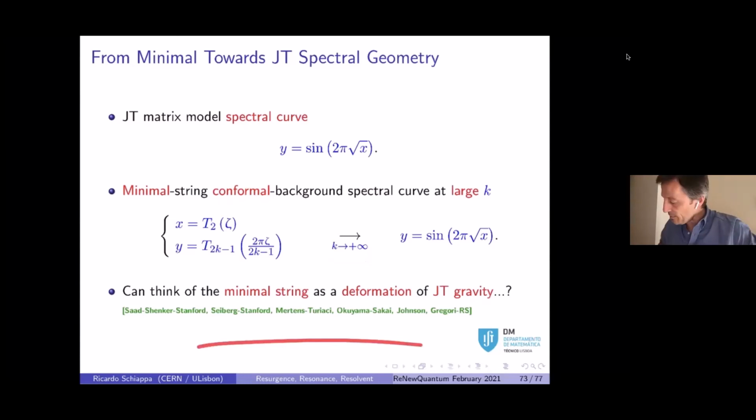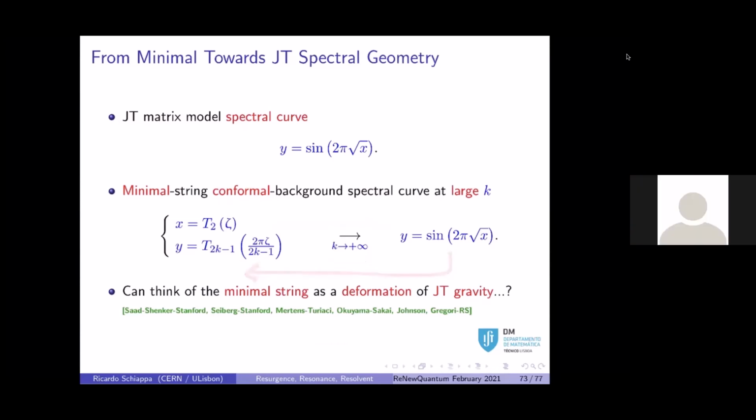And this has been a topic which is very popular in the past 2 years. So that's the arrow that I've been discussing with you in this talk. And Paulo will tell you about the opposite arrow as well, that you can also think of the minimal string as a deformation of JT gravity.